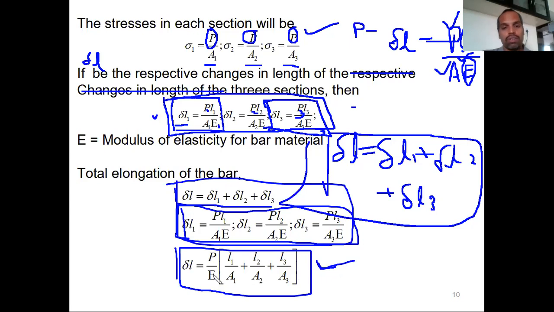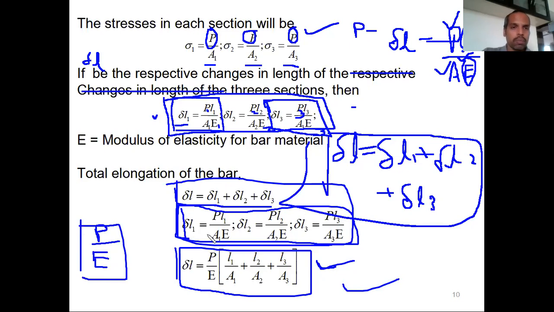This equation holds good when all members are subjected to equal load and the material is the same. Material same means Young's modulus will be the same. In that case only this is valid. That's why we took an example problem in such a way that it is the same, and wrote this equation. But this is not a general equation for any type of member, whereas the other one is a general equation.